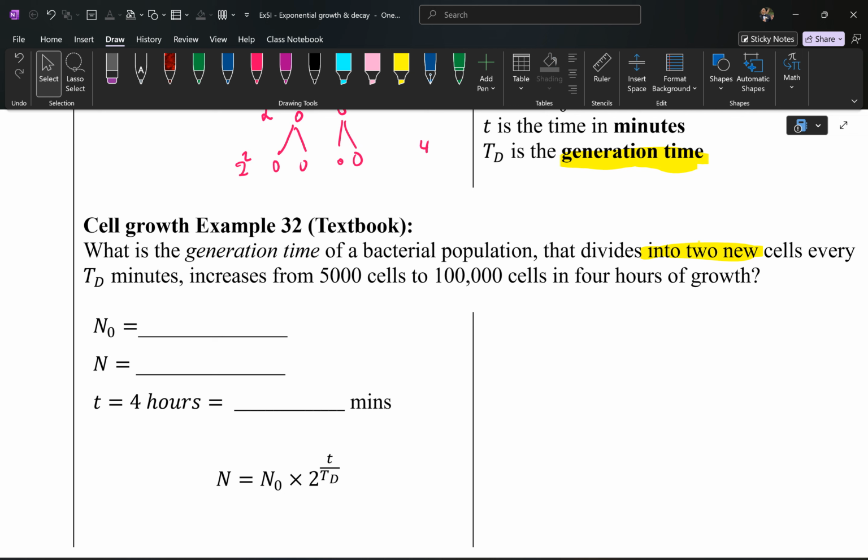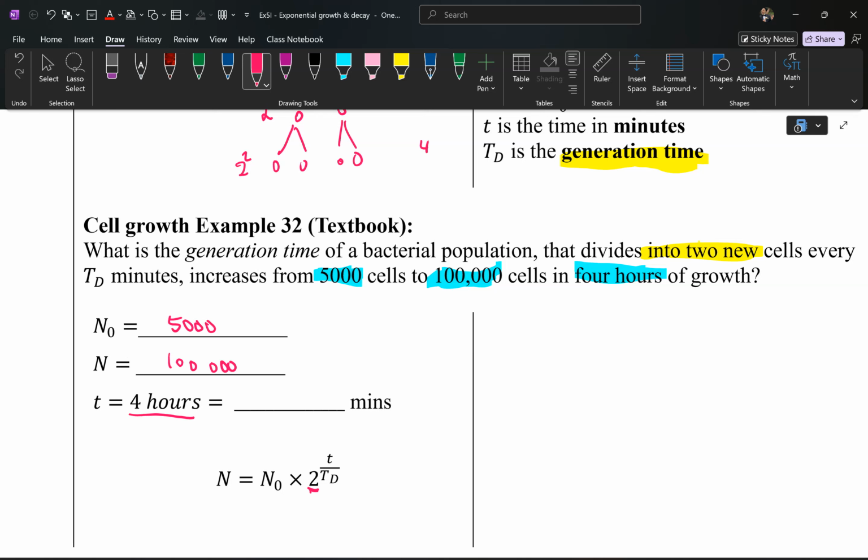If you started off with 5,000, a particular bacteria increases from 5,000 to 100,000. In how long? In 4 hours. So we know that the total time is 4 hours. We know that you started off with 5,000 of these bacteria, and after 4 hours we end up with 100,000. So the question is, how long does this cell take to split into two? Because clearly it's a base 2. Make sense?